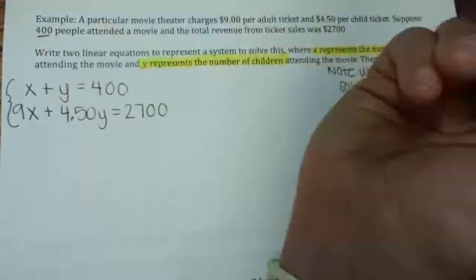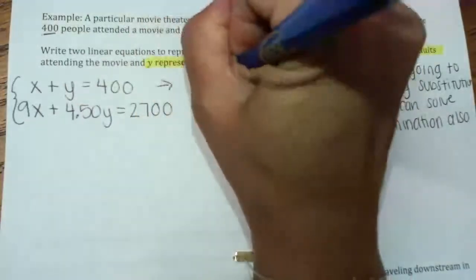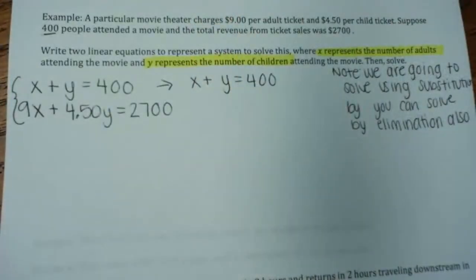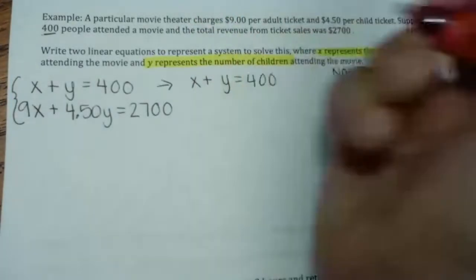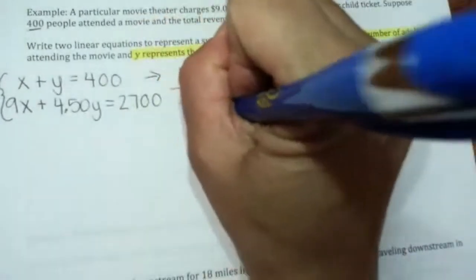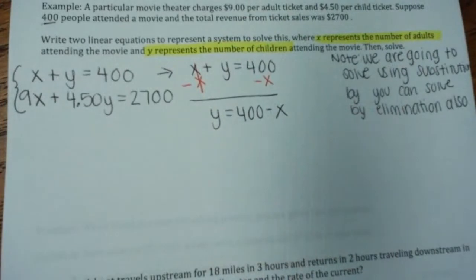So I see that, solving by substitution, this first equation, x plus y equals 400, I could use that to solve for either x or y, doesn't really matter which one. Let's get y by itself. So let's move that x over by subtracting x from both sides. That way x minus x cancels out and goes to 0. So we are left with y equals 400 minus x.